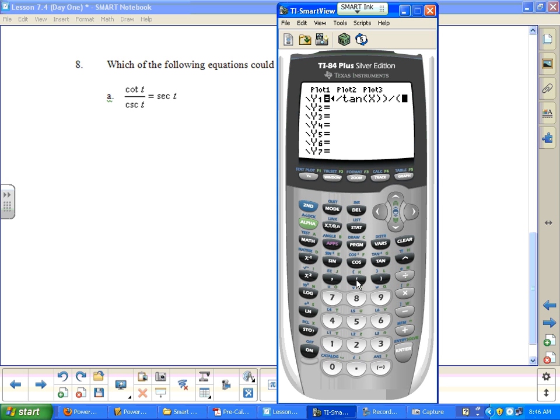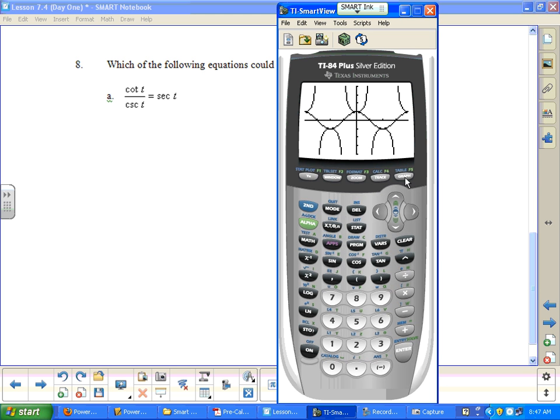So we have 1 divided by tangent of x divided by 1 divided by sine of x, and then 1 divided by cosine of x. So you have to be very careful when you type them in. And let's look at it graphically. Here is our first one. That looks a lot like sine, or cosine. And that looks a lot like secant, and those are definitely not the same, are they?